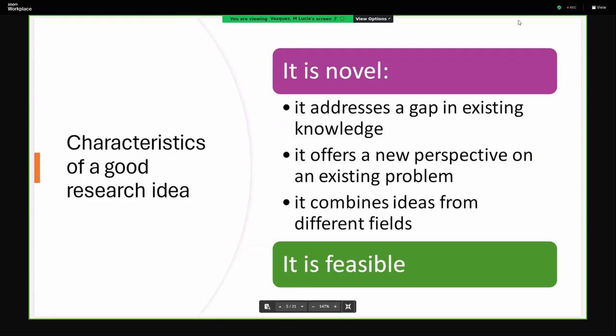Now let's talk about creating a new idea. Before we dive into it, let's look at the characteristics of a good idea. One of them is that it's novel. It's going to address a gap in the literature, and you need to offer a different perspective on the gap you identified. In some cases, you can address that gap by combining different fields.